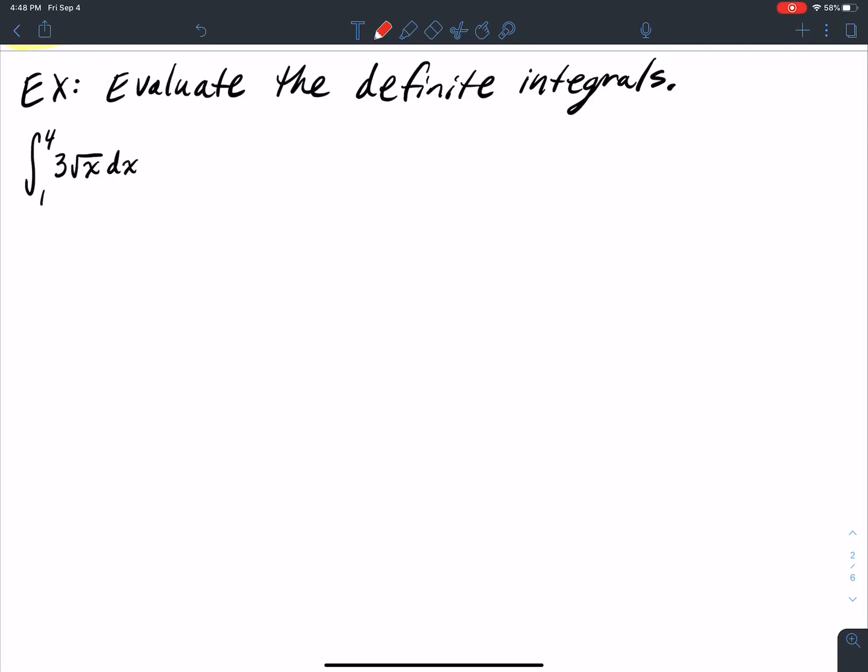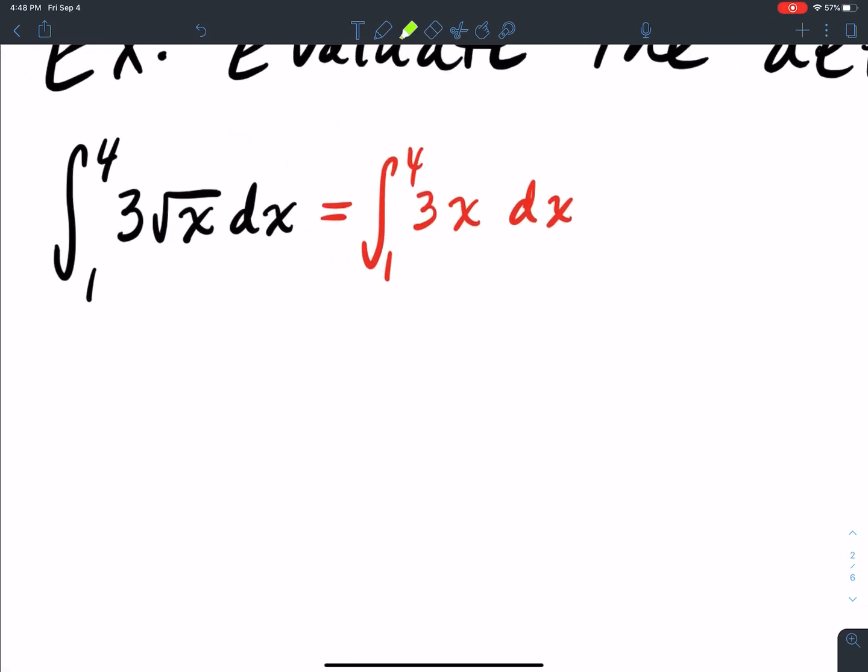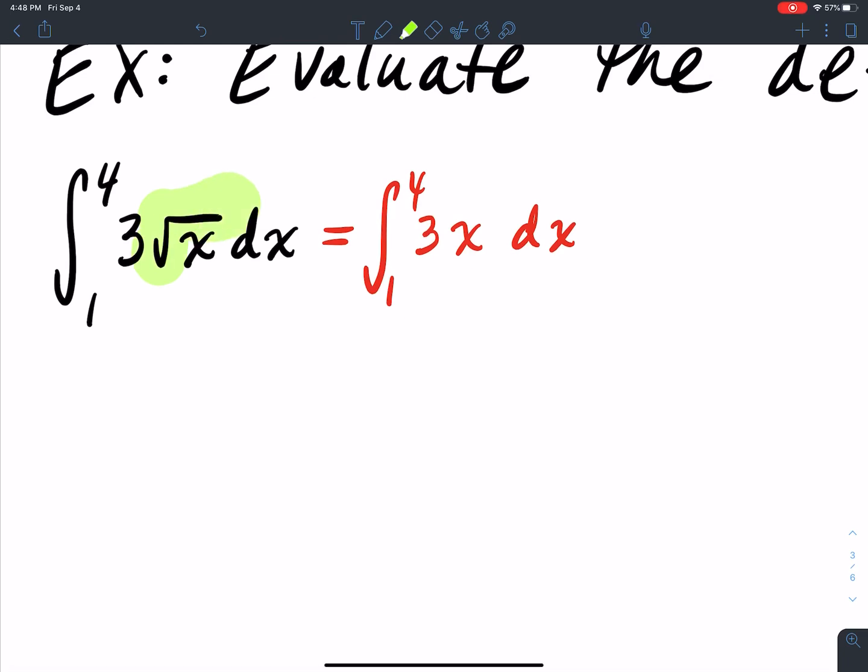So in this video, we're going to evaluate the definite integral. First one is the definite integral from 1 to 4 of 3 square root x dx. So the first thing I want to do is convert the square root to be x to the 1/2. That way we can use our power rule.